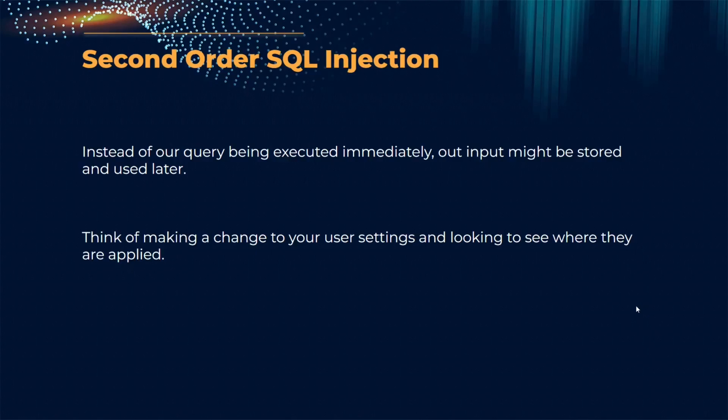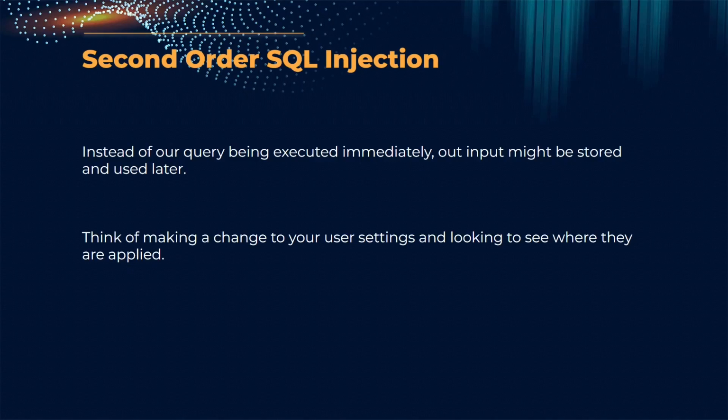But I think we've just got a little bit to wrap up. So we'll go ahead and continue with second order SQL injection. This is kind of a bonus item. Basically, instead of our query being executed right when we send the request, it might be executed on another page. Imagine you've got some kind of website that recommends pictures based on your preferences. You have to go to your user settings and update your preferences before you'll see those changes reflected on that main page.